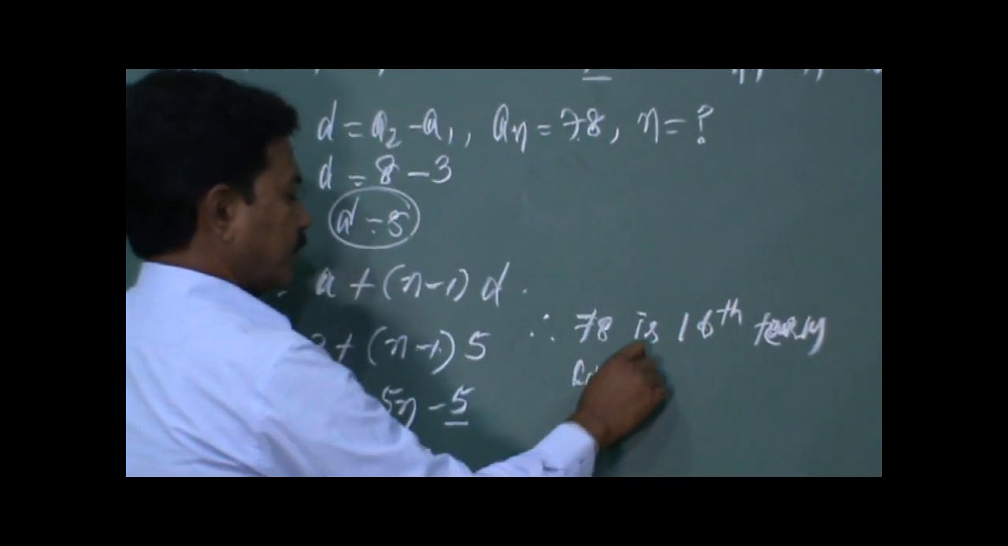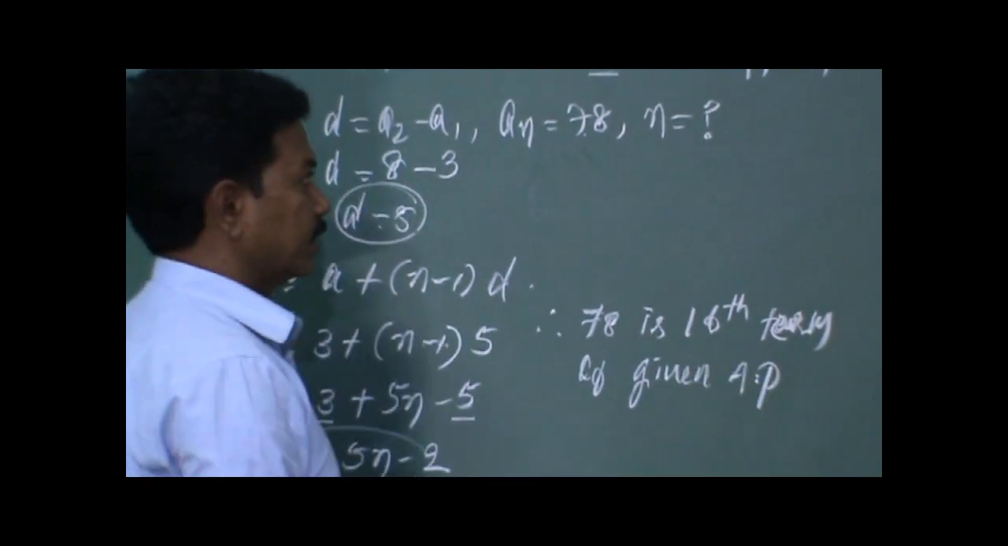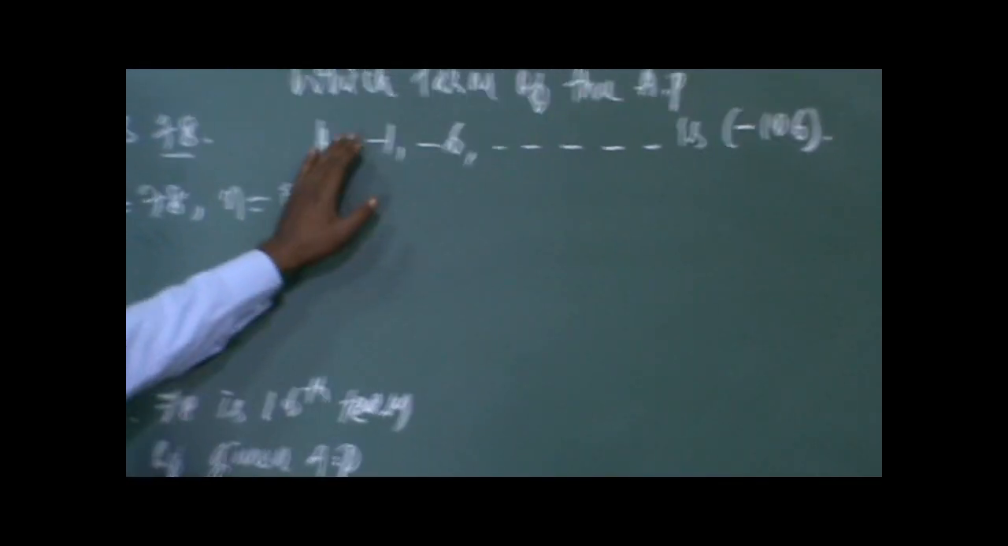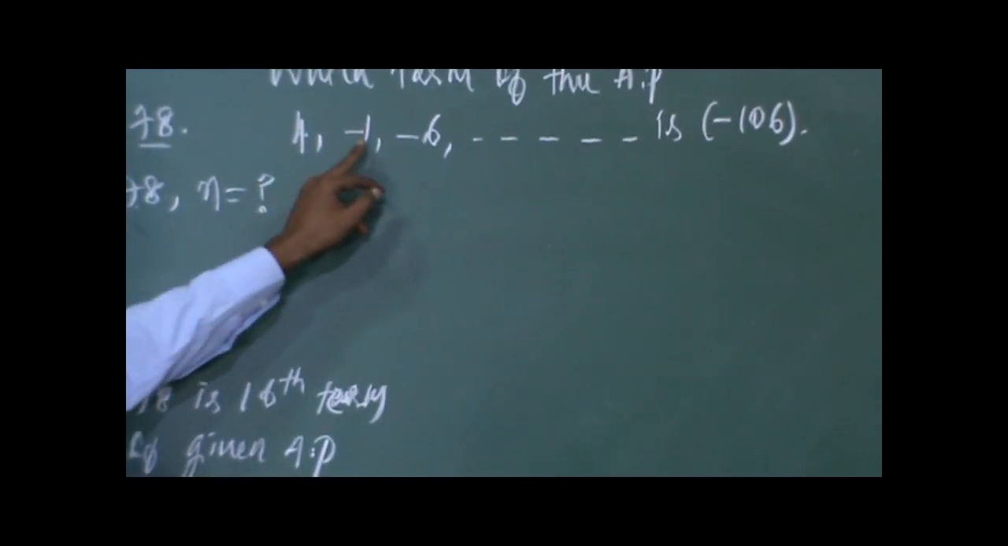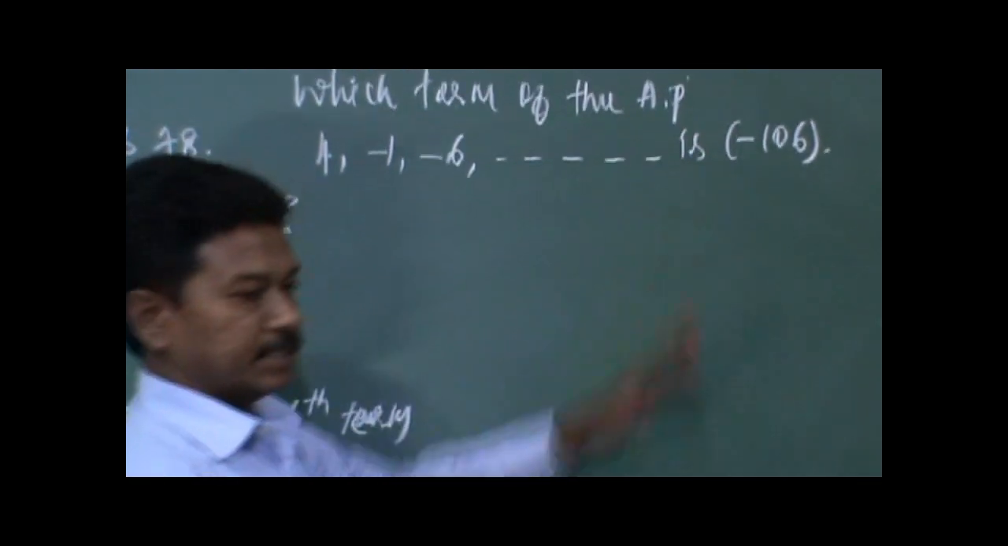So similarly, we are having another problem based on the same concept. Which term of the AP 4, minus 1, minus 6, and so on, is minus 106?